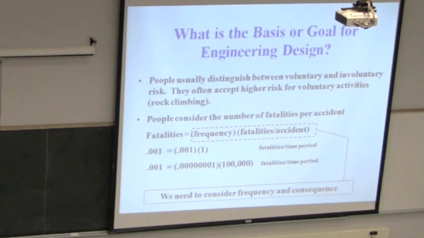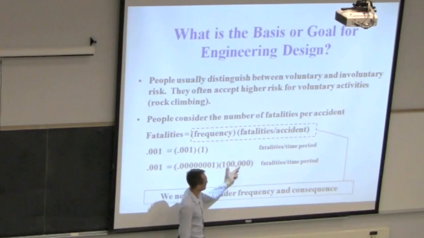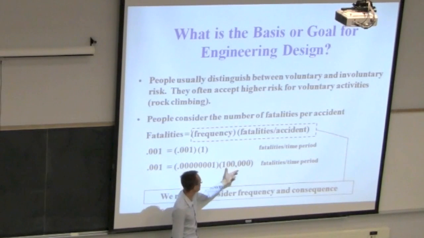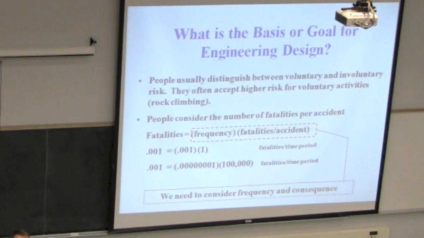Another interesting thing to bear in mind about those fatality rates is that the fatalities are a product of how often accidents occur multiplied by the number of deaths per accident. So you can have a situation where, if there's an accident, you kill one person, and that has that frequency. You can have another accident where you kill a whole bunch of people, far, far more people, but the probability of that accident occurring is very low, and you get the same fatality rate.